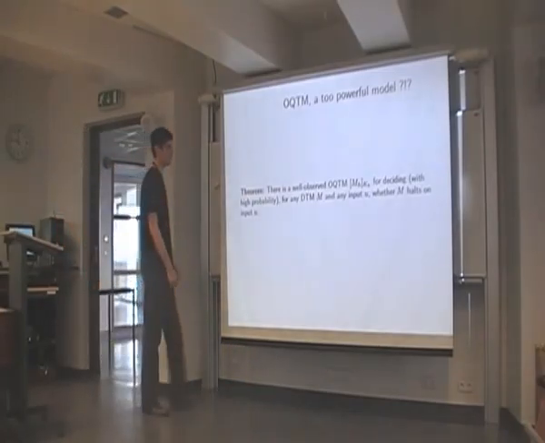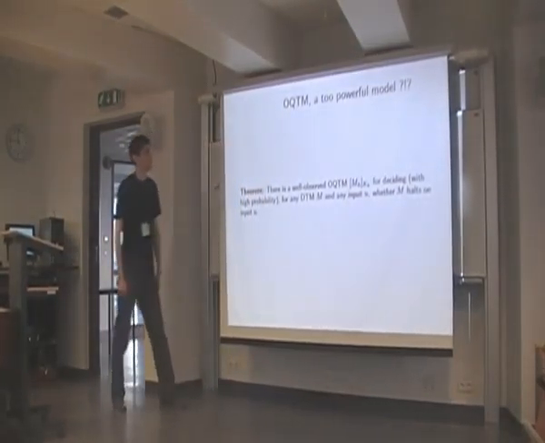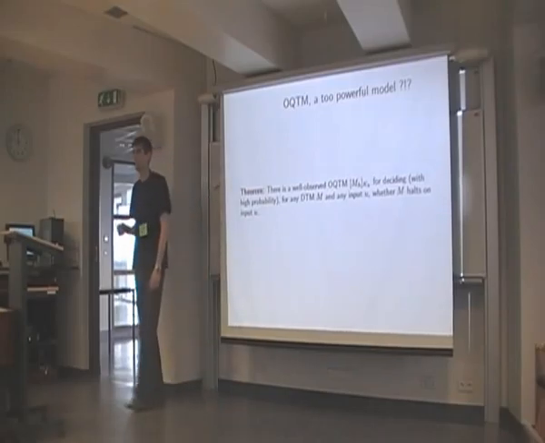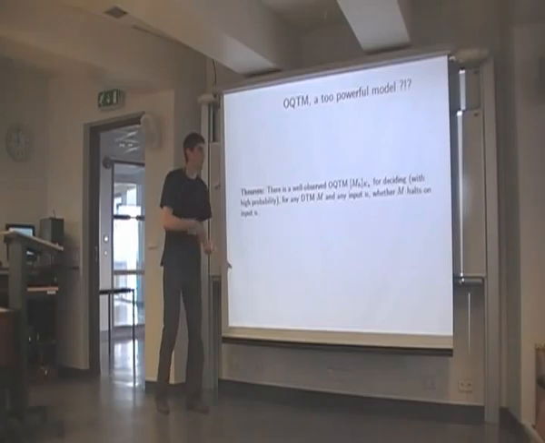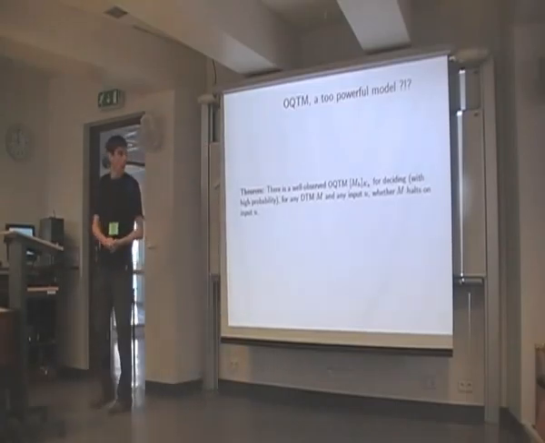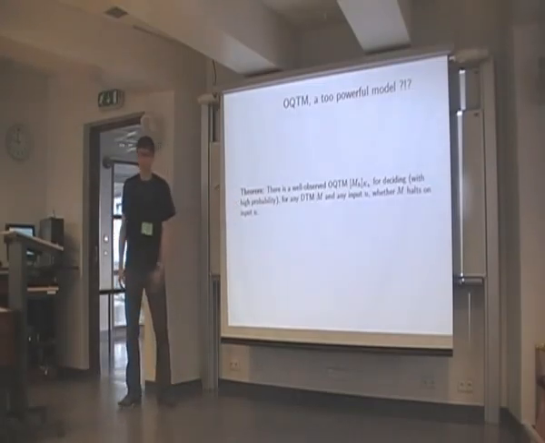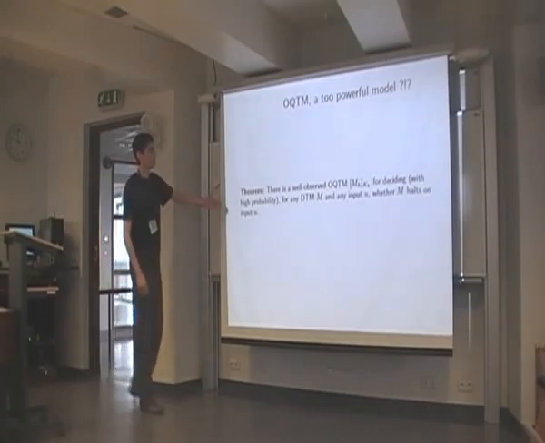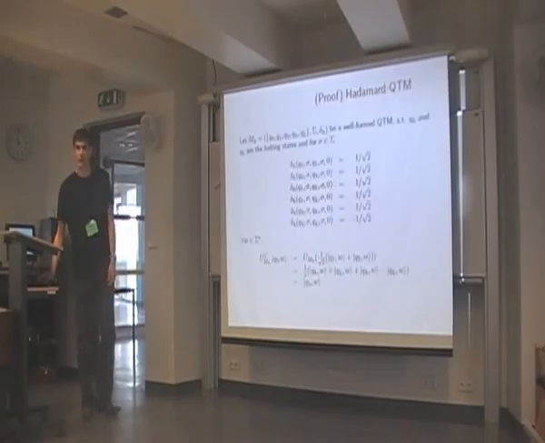Indeed, there exists an observed quantum Turing machine, as we have seen before, for deciding the halting problem. That is, for a given deterministic Turing machine M and a given input U, we want to know if the machine M of U will halt or not. It turns out that there exists an observed quantum Turing machine to solve this problem, with high probability and, in fact, in almost constant time. So how does it work?